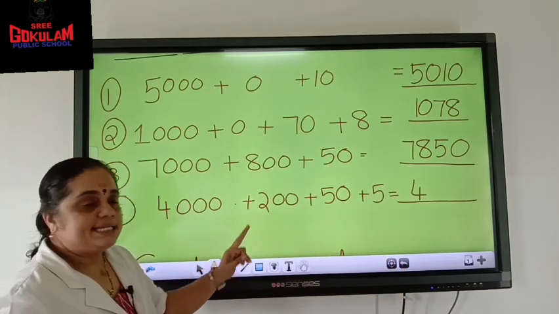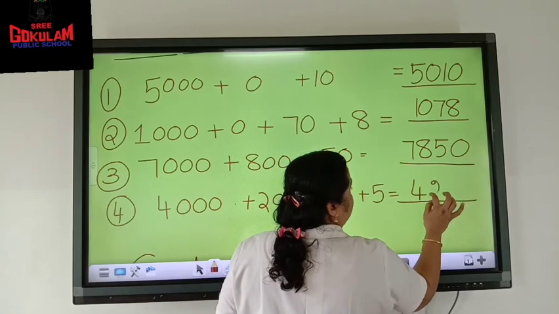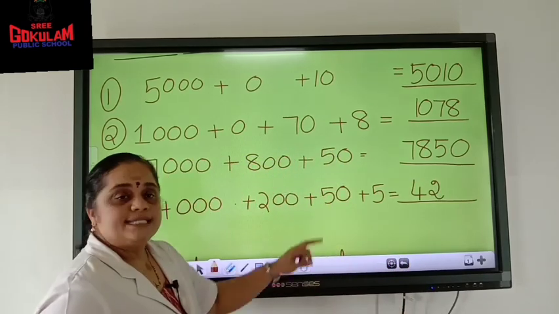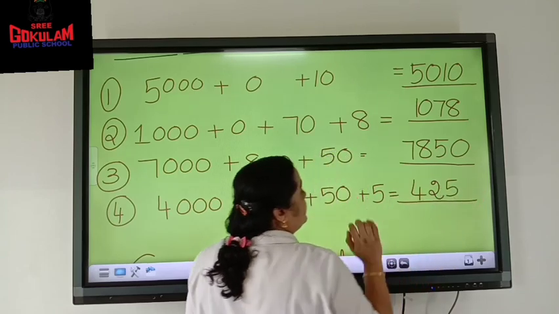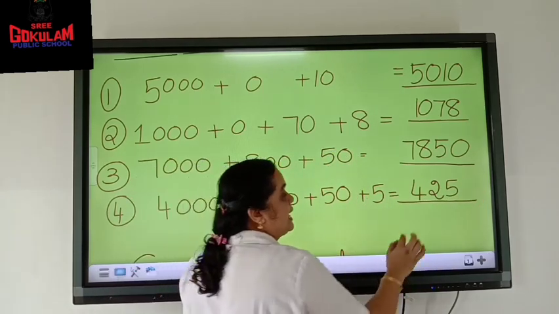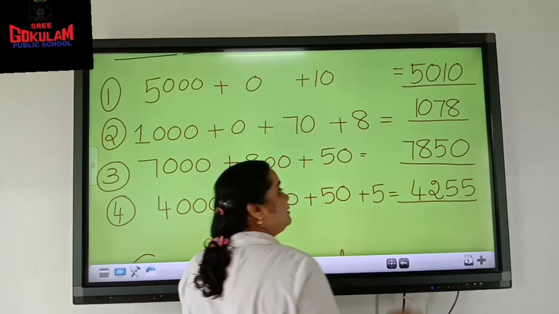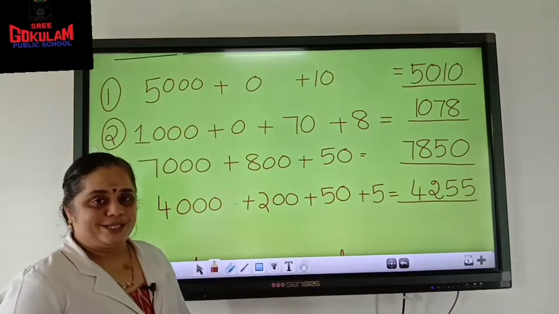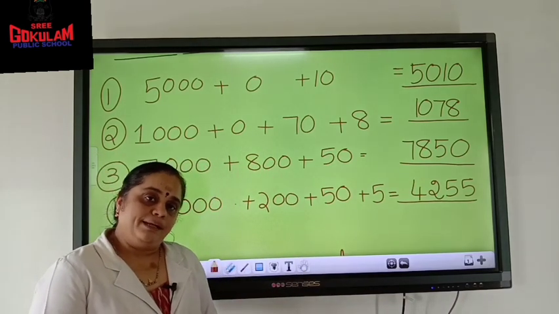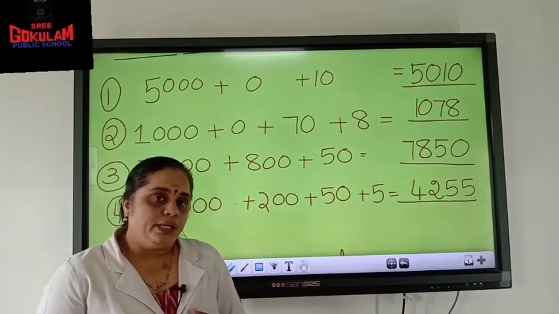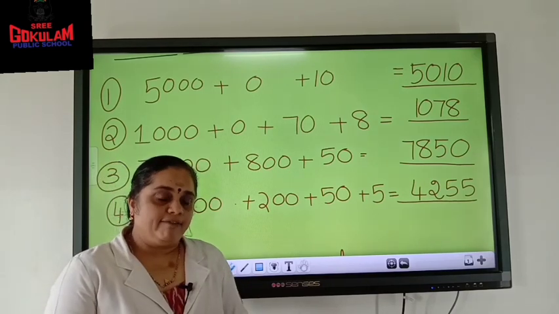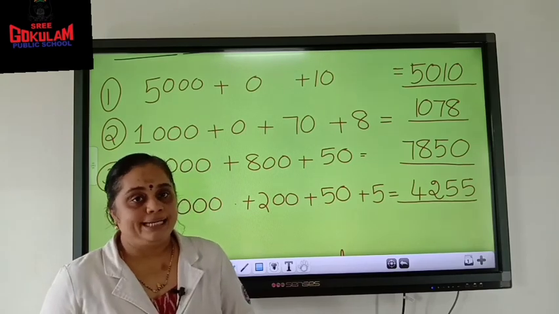Now in its hundreds place you have 2. Then in its tens place you have 5. And in its ones place you again have the number 5. Hope you understood this concept. So in expanded number we learned how to expand a number, and also we learned if the expansion is given, how will we make the number.